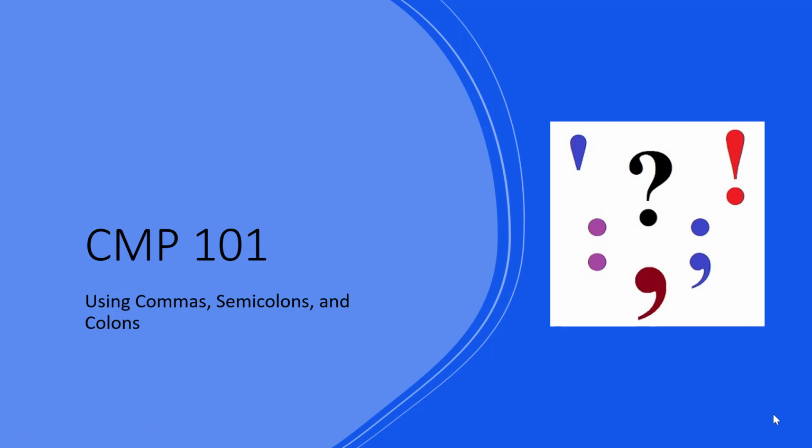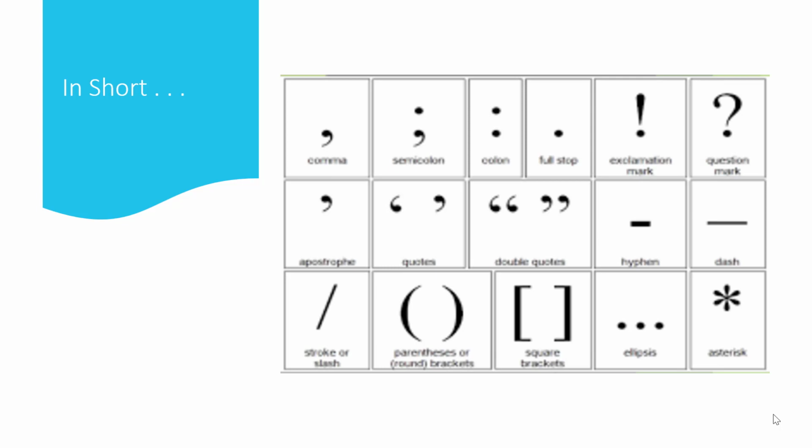Using commas, semicolons, and colons. As a writer, it is very important not just that you understand the basics of punctuation, but that you can use punctuation to your advantage to set the tone and to improve the style of your writing. As we start, here is just a quick view of some of the most common punctuation that is used in your writing. In this particular lesson, we are going to be covering 3 of the most confusing punctuation marks: the comma, the semicolon, and the colon.